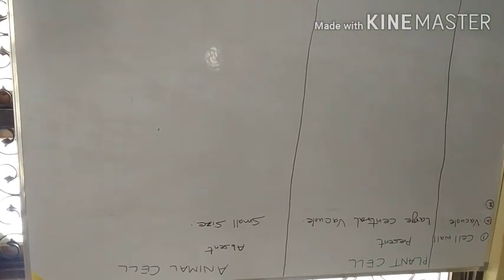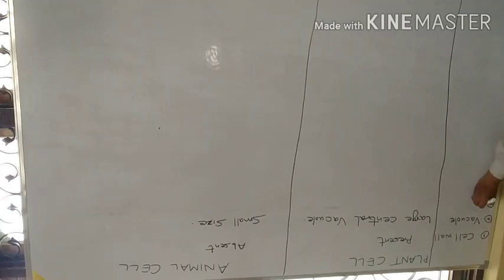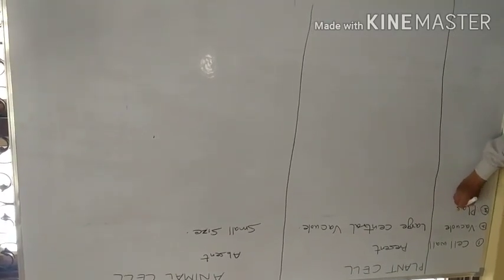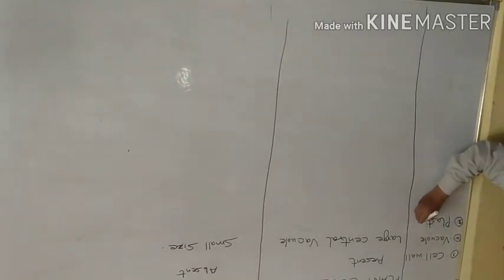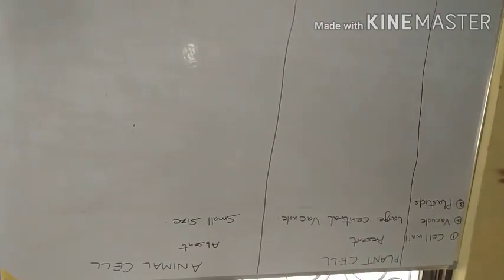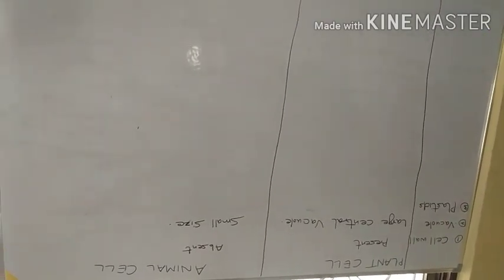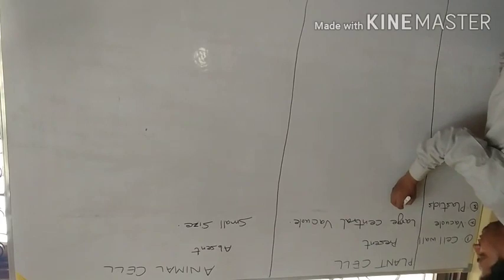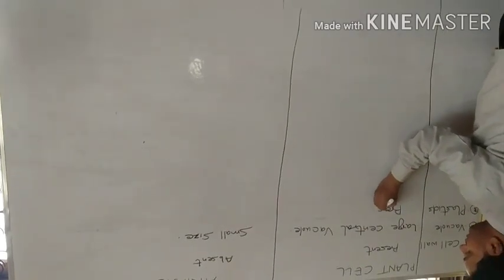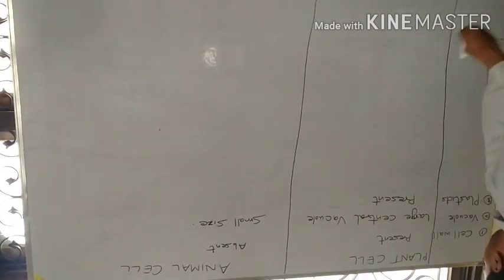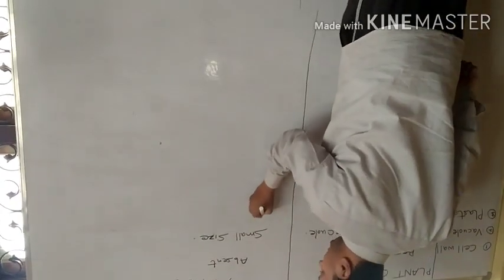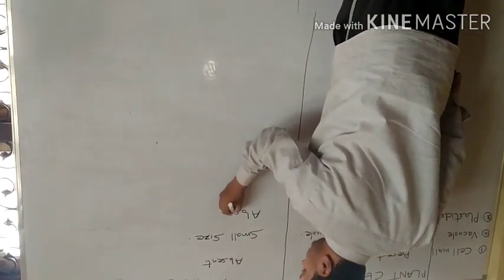Third, we will discuss plastids: chloroplast, chromoplast, leucoplast. Plastids are present in plant cell. Here we will write present in plant cell. Plastids are absent in animal cell.